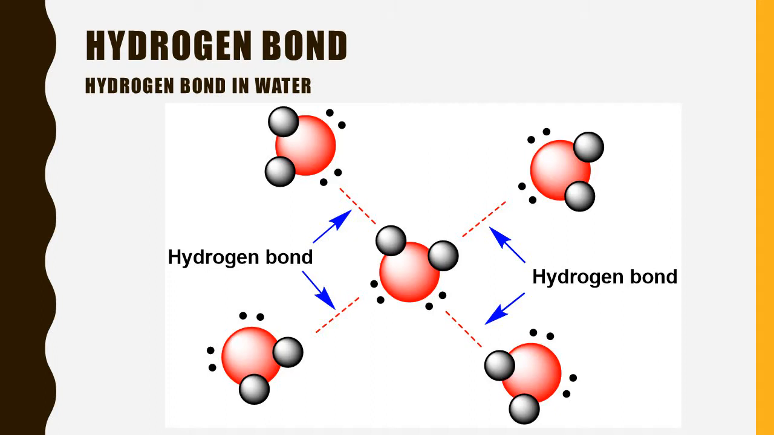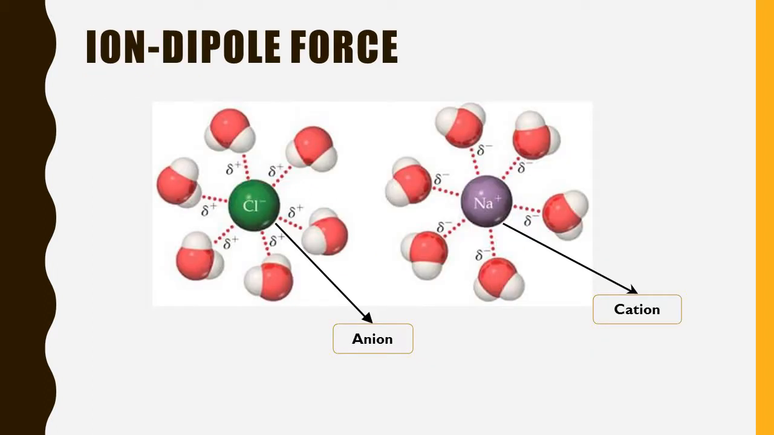In liquid water, each water molecule forms 4 hydrogen bonds with its 4 surrounding water molecules. 2 hydrogen bonds are formed through the 2 hydrogen atoms, and 2 others are formed through its 2 lone pairs. The hydrogen bonds constantly break and reform.